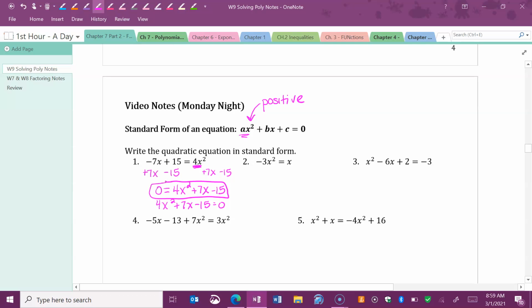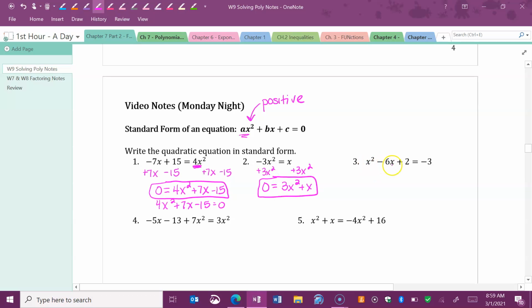So if I look at number 2, I'm going to want to add this 3x squared over to the x because I want that to be positive. So when I add 3x squared over here, I get 0 equals 3x squared plus x.